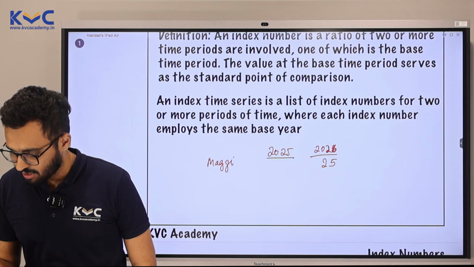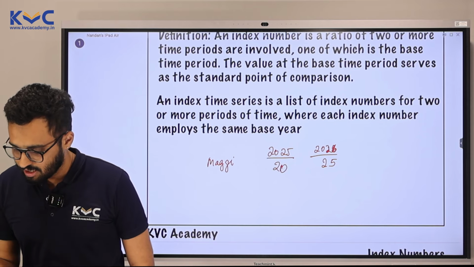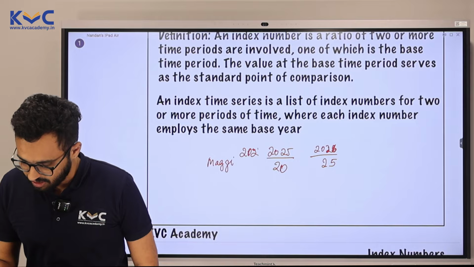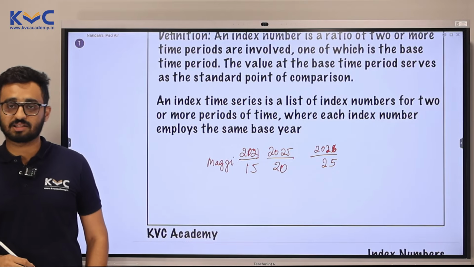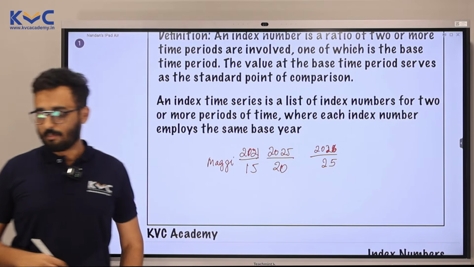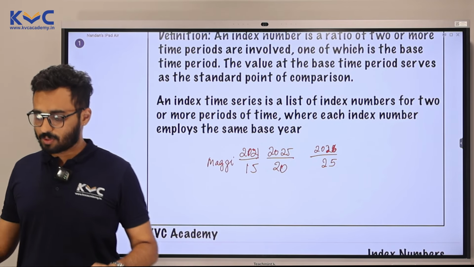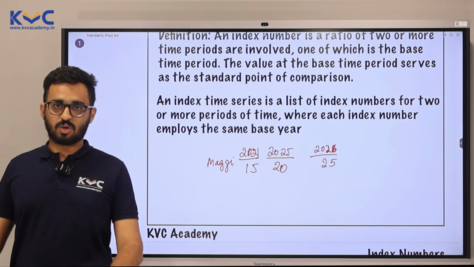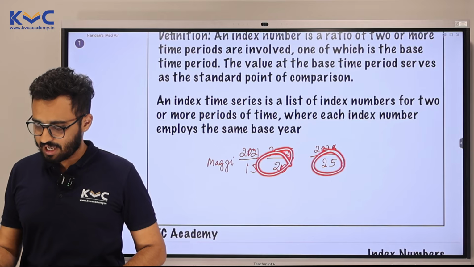Let's say in 2025 it used to cost 20 rupees, and let's say in 2021 it used to cost 15 rupees. Let's say this is how the numbers were, right? Maggi used to cost 15 rupees in 2021, it now costs 20 rupees, and later on it costs 25. In 2026 it costs 25 rupees, let's say.